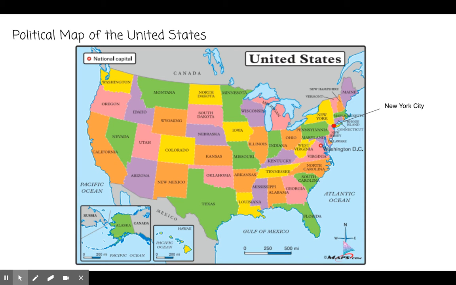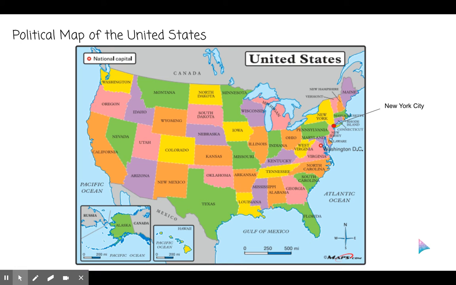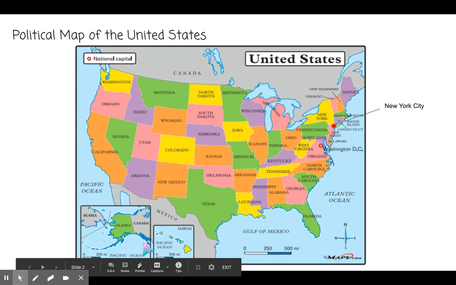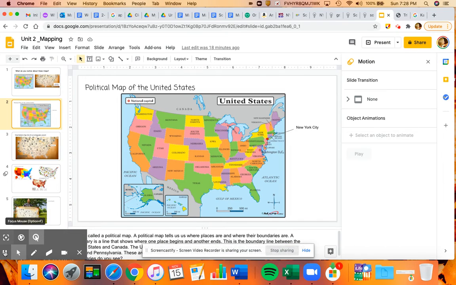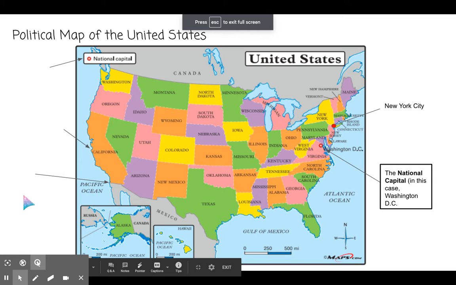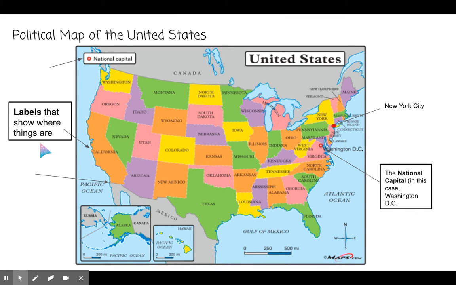So, this map, as you may have noticed, is called a political map, and this is a political map of the United States. A political map includes a few important things that we're going to be thinking about. One important part of a political map are labels that show where things are. So on this map, we can see that this state is called California, and we live all the way over here in the state of New York.